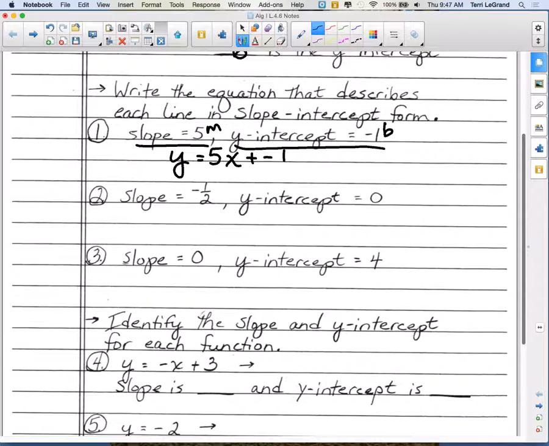And then we would clean this up because how would it actually look in an answer bank? They're not going to have this plus a negative. We would clean it up, and this is how we would see it in an answer bank. Y equals 5x minus 1.